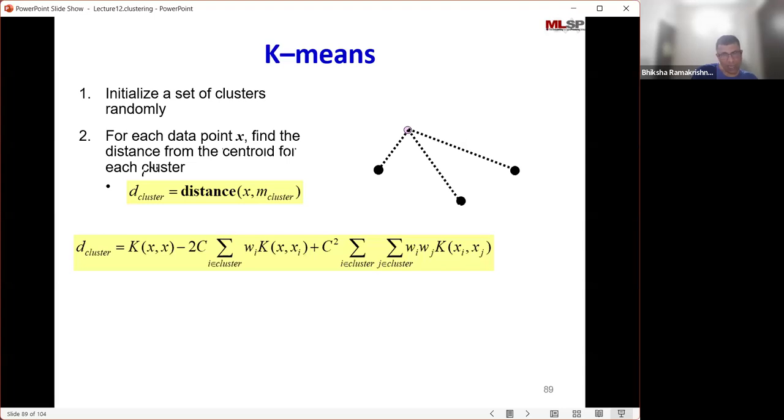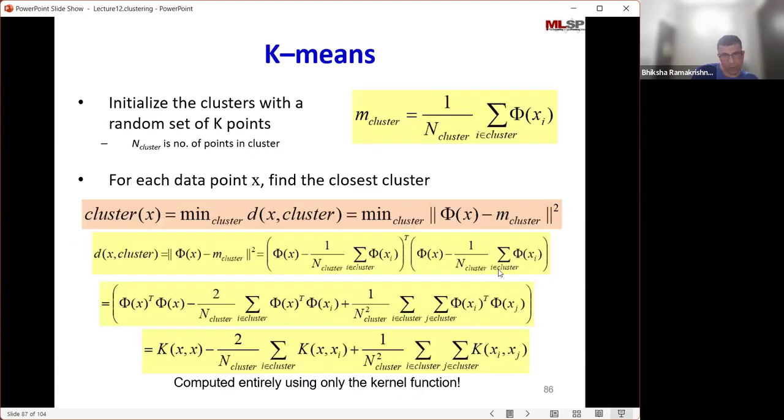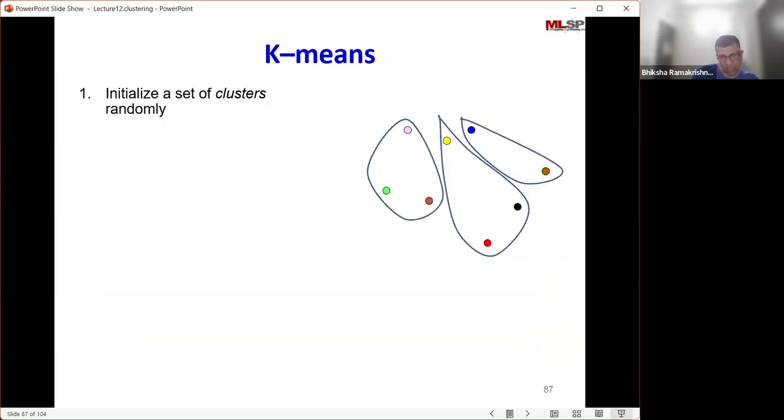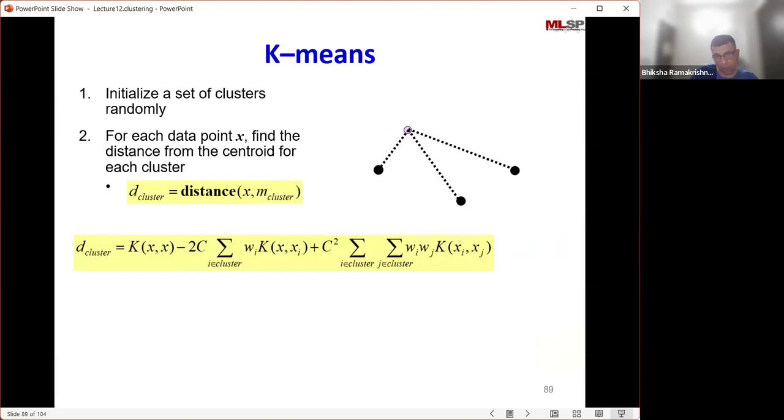Then for every data point, you're going to find the distance of the data point from each of the clusters, or rather the centroids of the clusters, using this formula, which I presented two slides ago, where this is the distance of the data point from the centroid of the cluster in the high dimensional space. You find that it's computing the kernel between the point and every data point within the cluster, but you're also computing all pairwise kernels within the cluster. It's an expensive formula to compute.